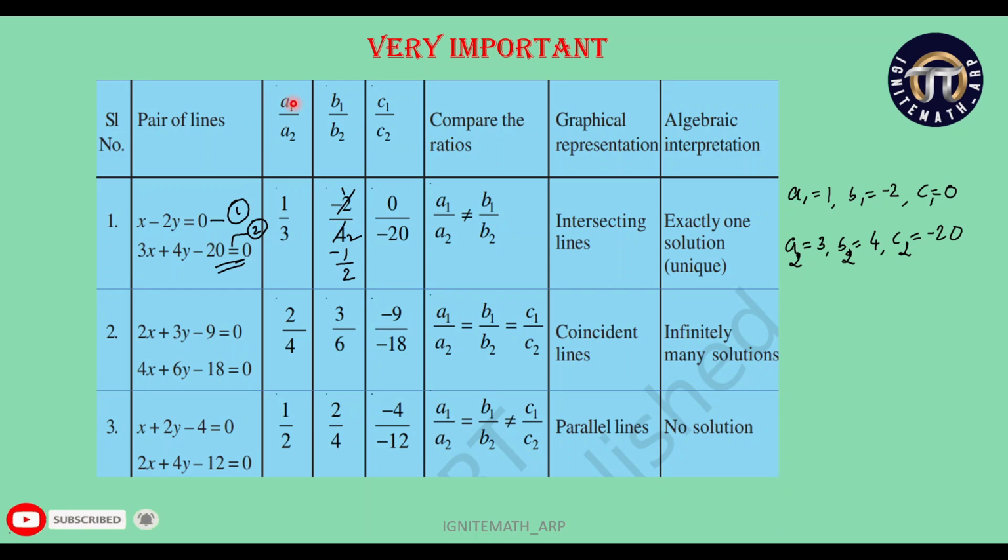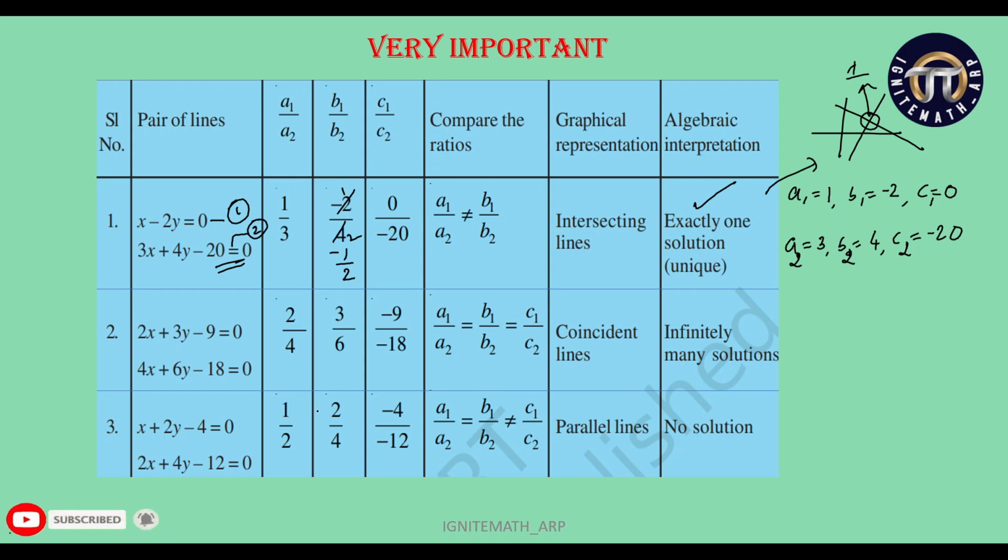Here, only when I found out a1 by a2 is not equal to b1 by b2, that is more than sufficient for me to say that both the lines, when they are plotted, will get intersected. The lines will be somewhere like this. They are intersecting at a point. So how many points are they intersecting at? At only one point. So that's why we say it has only one solution or a unique solution.